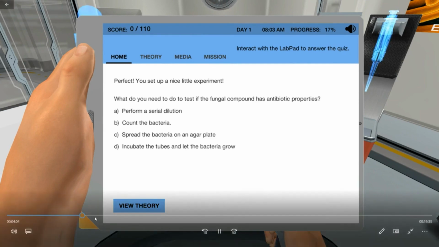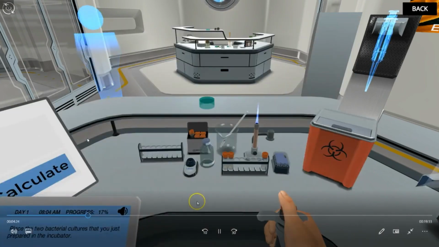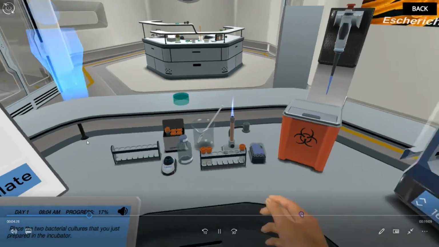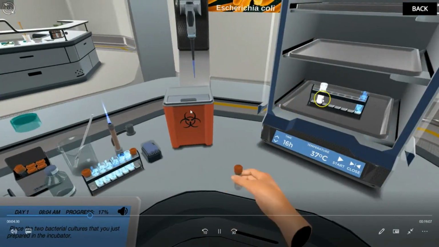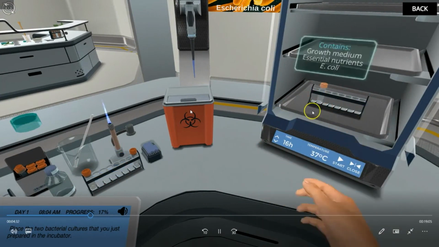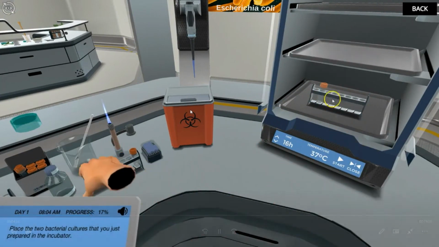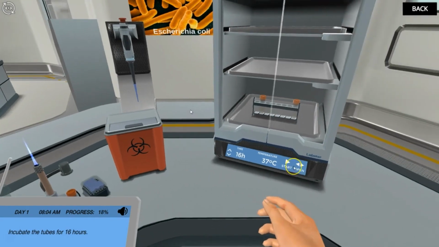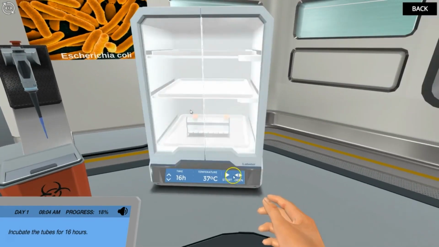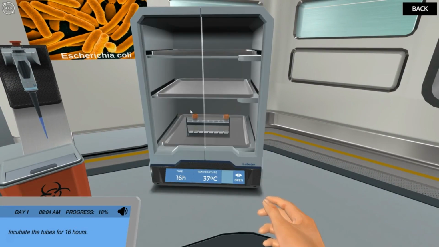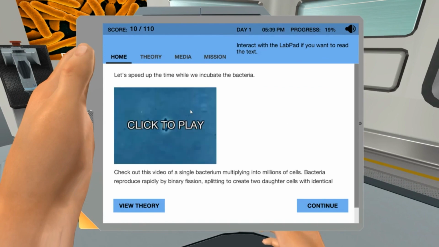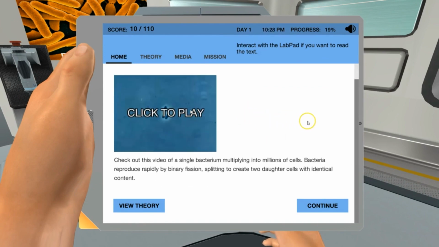In the next step of the simulation, the students will incubate the bacteria so that they can observe their effect on the fungal compound. So you see the incubator over here. Normally, you'd have to wait 16 hours for the incubation, but because we're in a virtual lab, we can speed up the entire process and skip the waiting. And the students can then observe the tubes and are prompted with quiz questions to test their knowledge. And next, the students will get the task of quantifying the bacteria in order to determine if the compound is any good as an antibiotic.